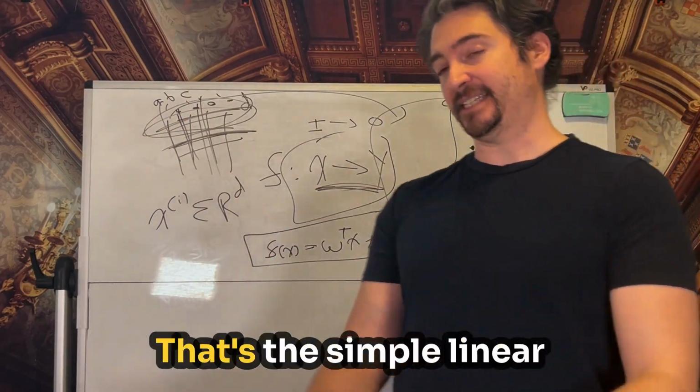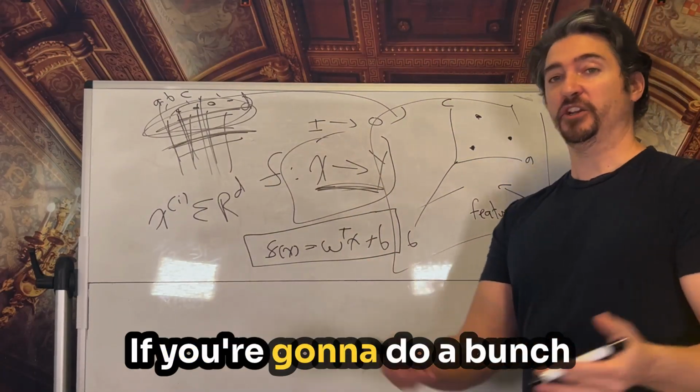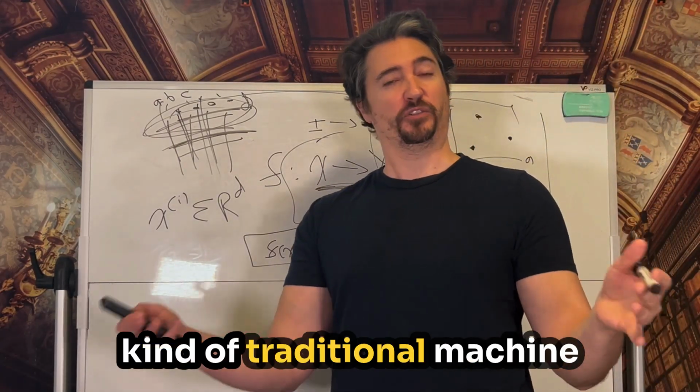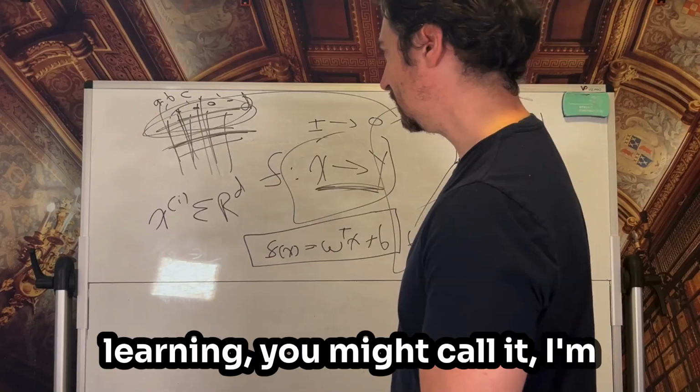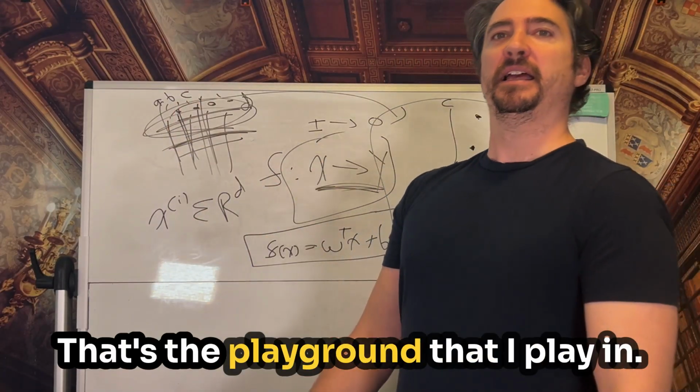It's essentially fixed. That's the simple linear system, and that's typically what people think of. You're going to do a bunch of statistics, or maybe traditional machine learning, you might call it. I'm just going to collect data, these columns, build the feature space. That's the playground that I play in.